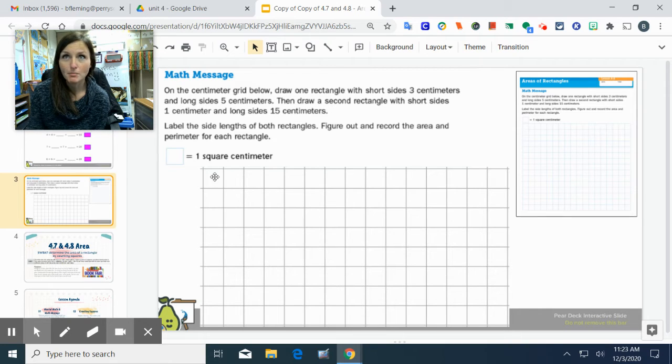So remember that looks like a box, with one side that is 3 centimeters. So 1, 2, 3. And then the long side is going to have 5. So 1, 2, 3, 4, 5. And you're going to draw that as a box. Then you're going to draw a second rectangle, another one over here, but this one is going to be only 1 centimeter and then 15 centimeters going the other way. So I just want to see, can you follow those directions and draw that here?